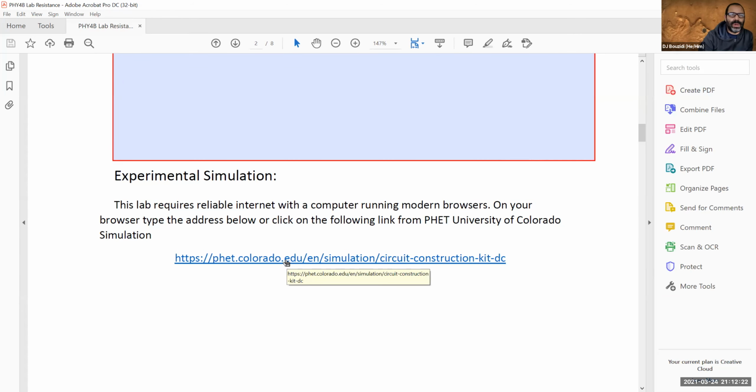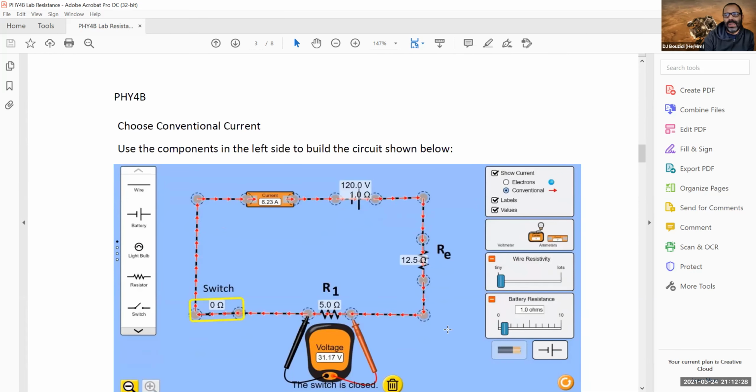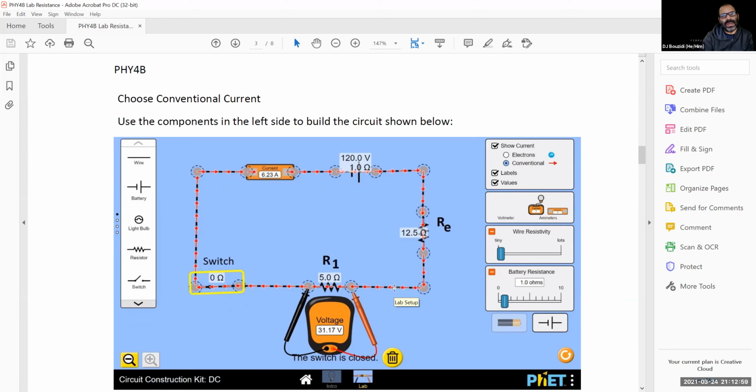Here is the simulation that we're going to rely on. And here are the instructions. So this is how it's going to look in here. You may or may not choose to show the electrons. Don't show the electrons, just go with the conventional, basically how the current is flowing. Since this is the positive of the battery, the current is going to flow from positive to negative. And if you follow the instructions, it tells you the wire resistivity is small, 1, the battery resistivity is small, 1, and then you start working with that to make it more realistic, okay?